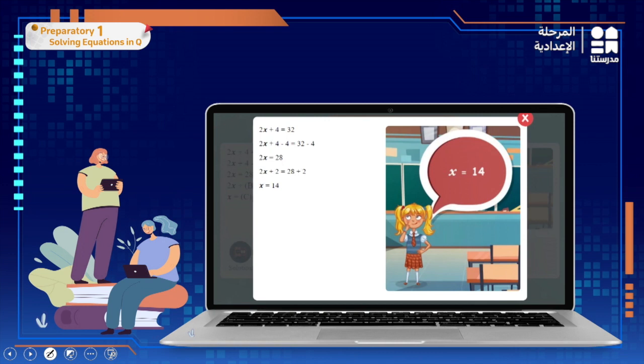So, x equals 14. Do not forget, we must check our answer. Adding 4 to double a number, the result is 32. Adding 4 to double 14 equals what? Double 14 equals 28. Adding 4 to 28 equals 32. 32 equals 32. So, our answer is correct, and the equation is true. Well done.